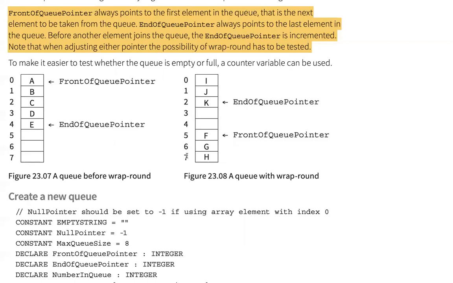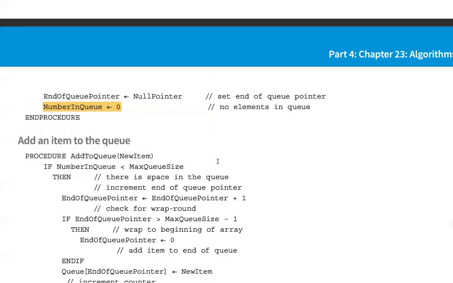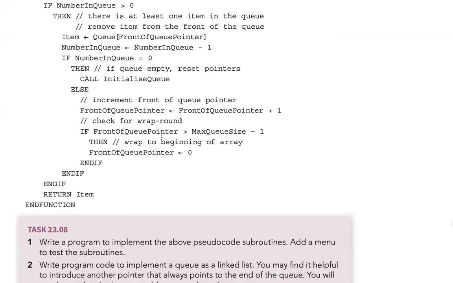Now, this is the condition that will cause wraparound for the next time around. If I want to remove H, my front of queue pointer will increment to point to a value which is greater than the max size -1, that is 7. So that means I will require wraparound. So in that case, my front of queue pointer will no longer be 8. There is no 8. It will have to wrap around all the way to index position 0. So that's why wraparound is taking place over here. So that's exactly what has been taken care of here.